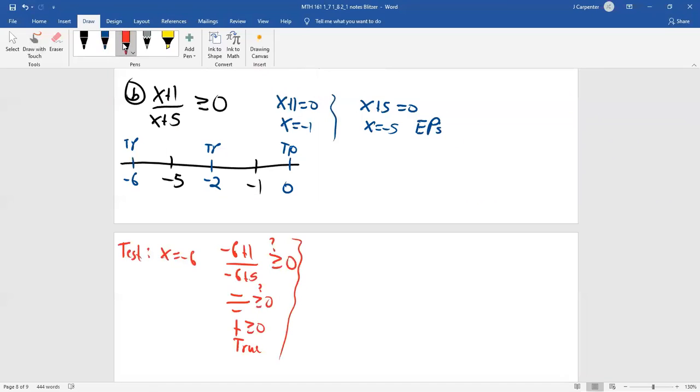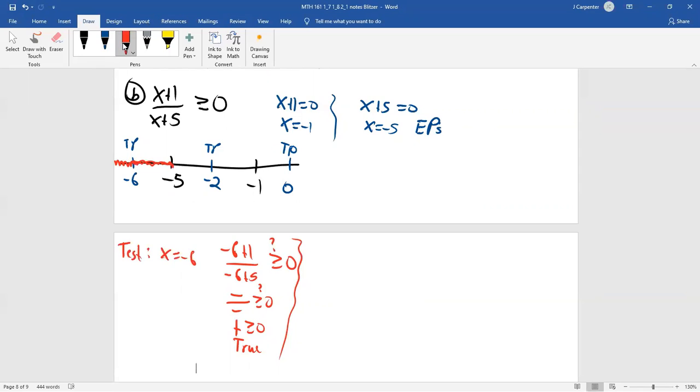So the -6 made a true statement, which means we shade the region with the -6. Do not just do this. Do not shade up to the -6, going to the -5, because that was the barrier. That was the endpoint.